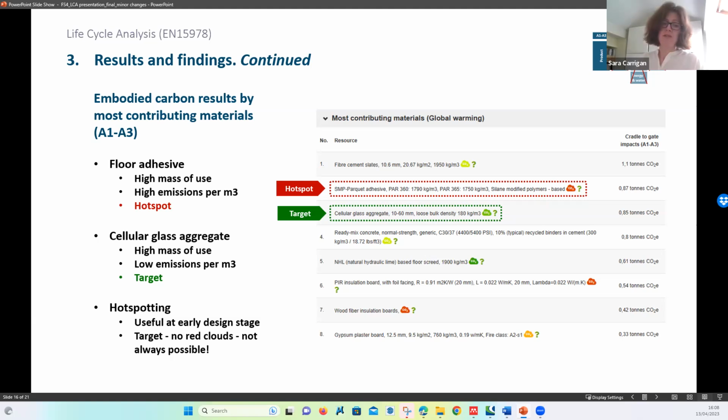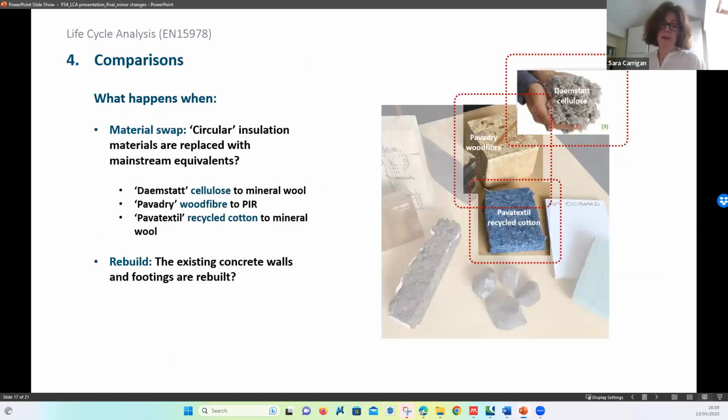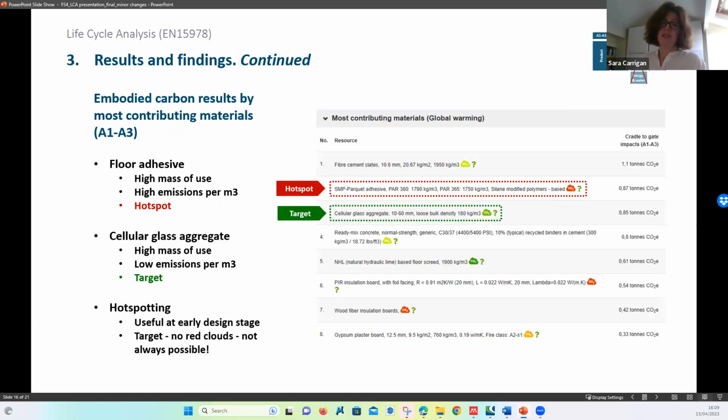Hotspotting is really useful at early design stage when you still have the opportunity to select alternative materials. The target would be to have no red clouds. However, even at early design stage, it might not be possible to achieve this, as suitable alternative materials with the technical characteristics required might not yet be available on the market.